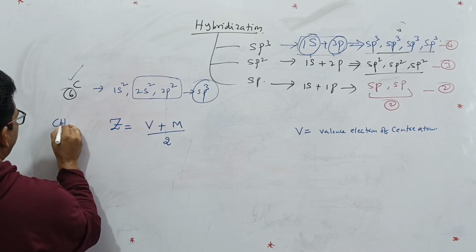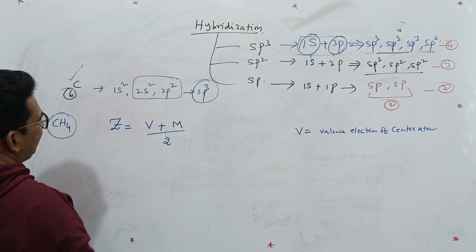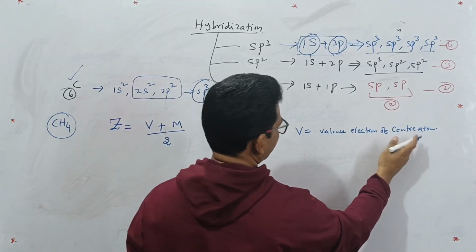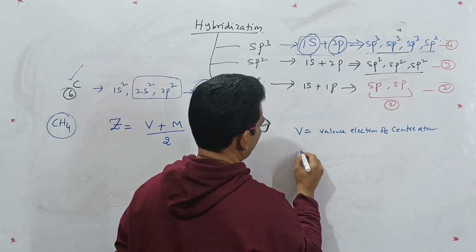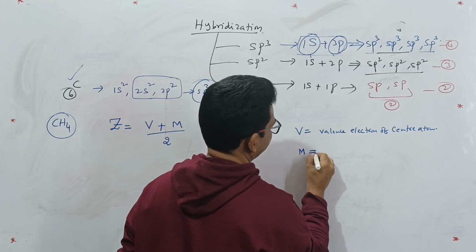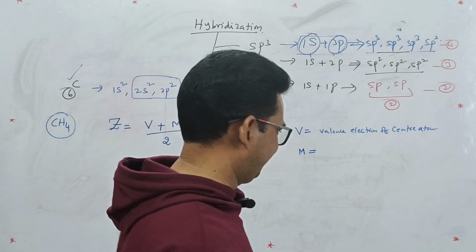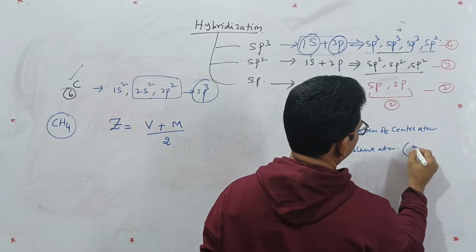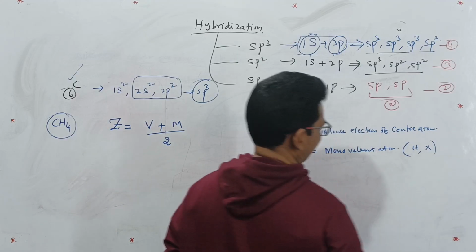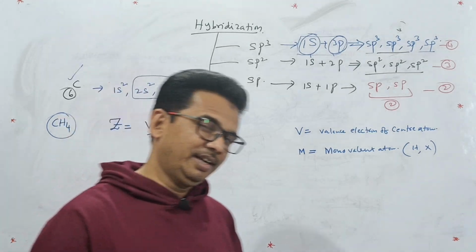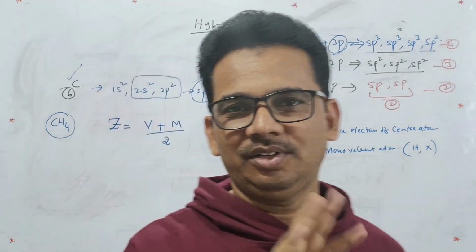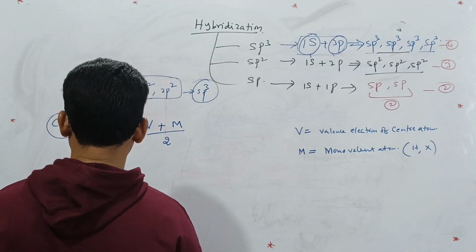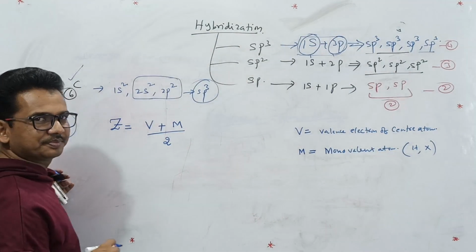For example, you can take CH4. Carbon is the center atom. Center atom valence electrons, how many? Then M is nothing but monovalent atoms. Monovalent atoms means here hydrogen and halogens. Remember these two, hydrogens and halogens, not others. Okay, done.